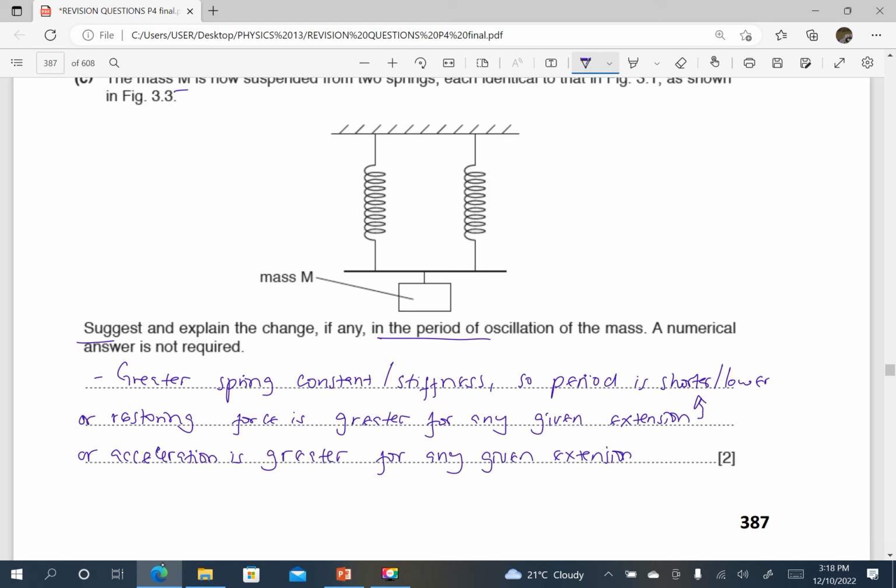Remember, acceleration is directly proportional to omega. Acceleration is equal to negative omega squared x. So if this is greater, it means this is also going to be greater. But remember, omega is 2 pi over T. So when this is greater, T is smaller. Okay. You can also talk about energy. There will be greater energy or greater maximum speed for a given amplitude. So that means a shorter period. Greater energy or maximum speed, because maximum speed is directly proportional to energy.